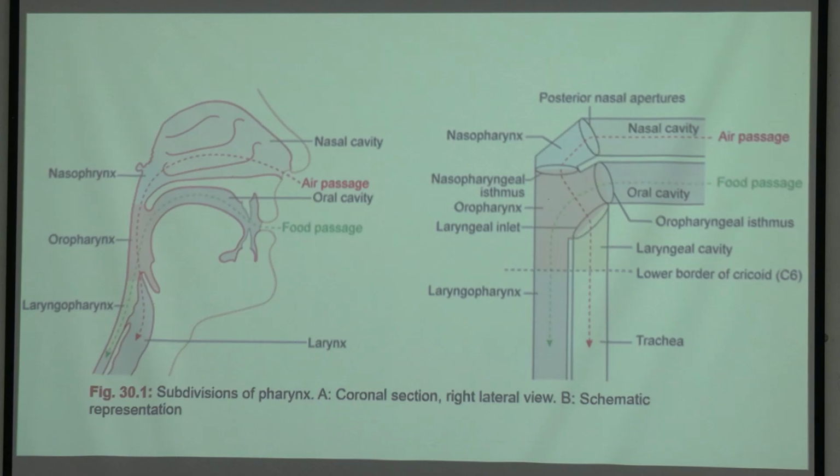So we can see the nasopharynx, oropharynx and laryngopharynx. This is the lower limit of the laryngopharynx, which is at the C6, the sixth cervical vertebra, where it is continued. This is the lower limit of the oropharynx, which is continued.